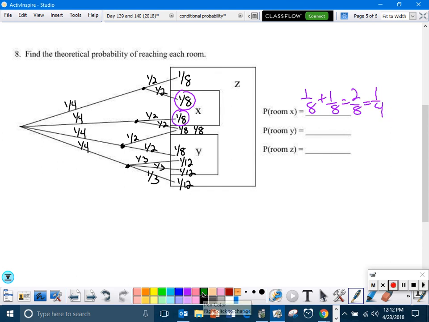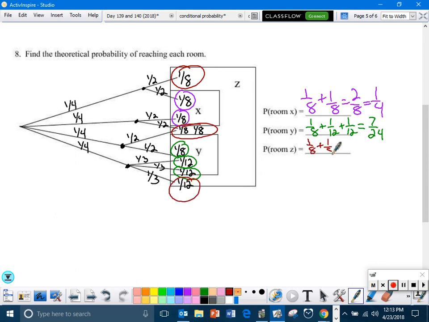Room Y, add those up and you end up with 7/24. Use your calculator. 7/24. And then the rest of them are for room Z. Which turns out to be 11 out of 24.